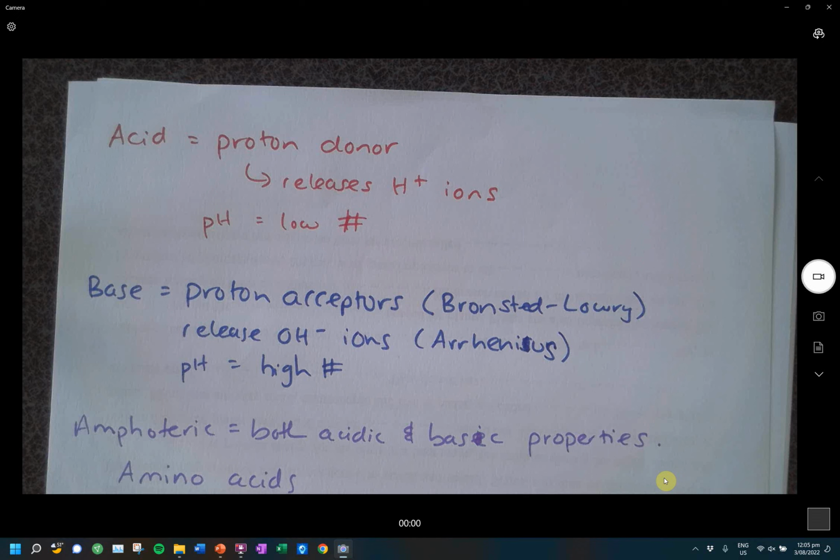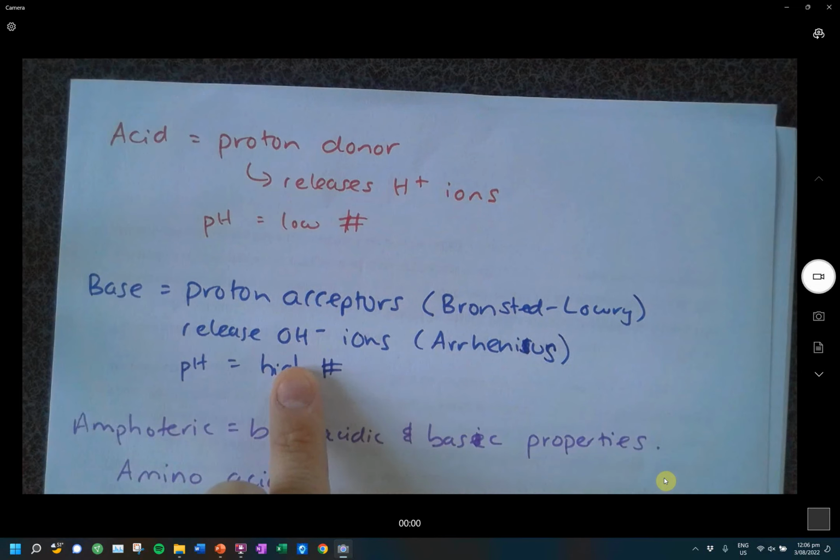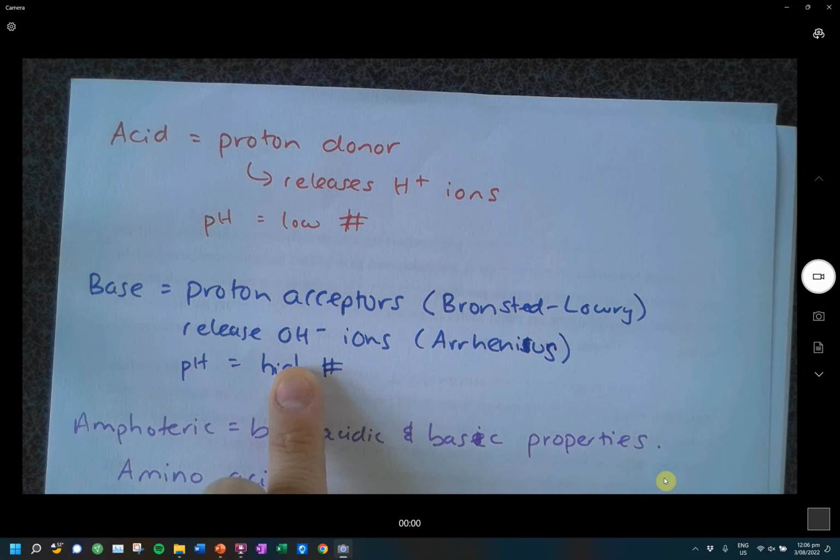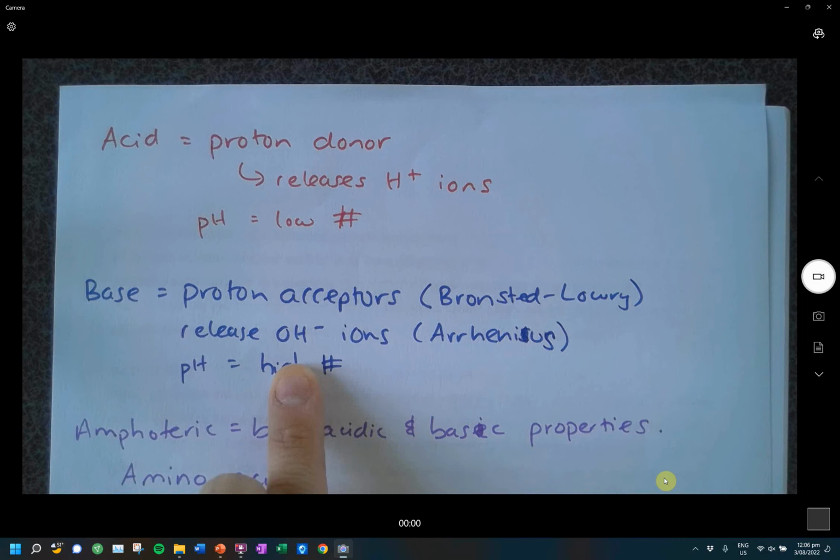You also come across acids when you're dealing with lemons, that sort of thing, so you have eaten them. Bases, on the other hand, are the proton acceptors. Another way to think about a base is that it releases the hydroxide ions, and hydroxide ions would be proton acceptors, because if they gain the hydrogen ion, they form water. So both of those are acceptable definitions. The thing to think about in this case is that its pH number is going to be really high. So it's going to have a low concentration of hydrogen ions, high concentration of hydroxide ions.